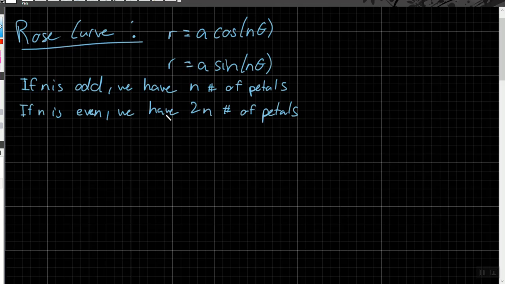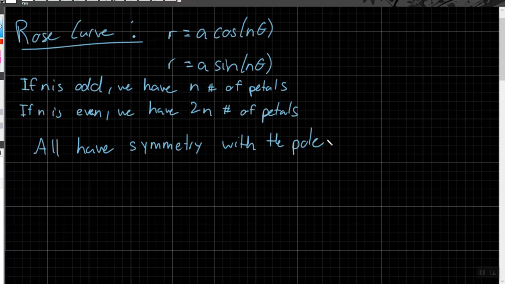So before we switch polar to rectangular, this is giving us nice graphs of these. All these rose curves have symmetry through the pole. We might also have other symmetry as well, so we do have to check all of them.